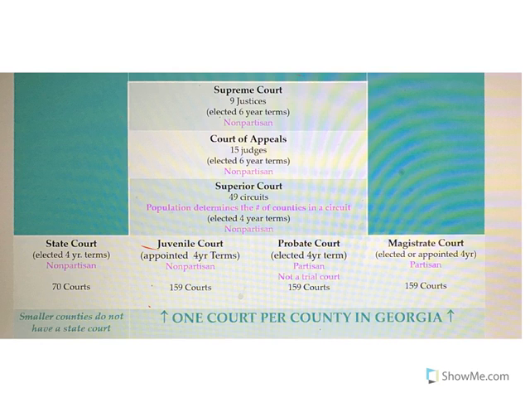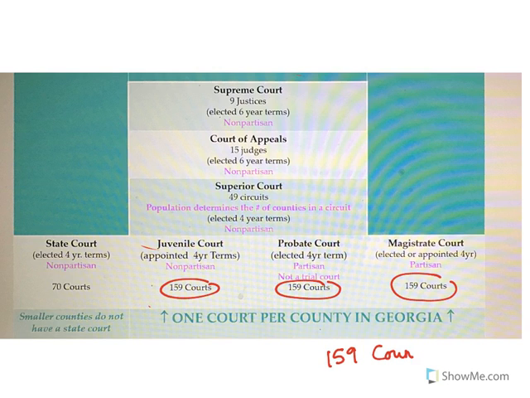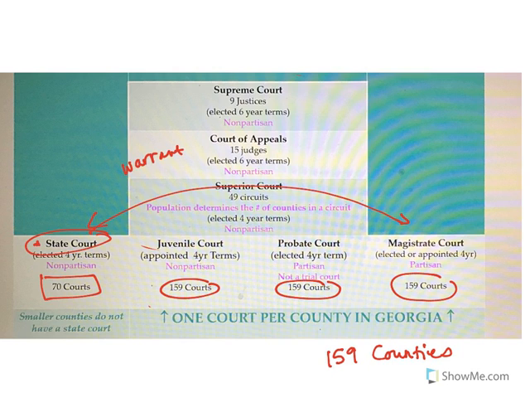Your last two courts are a little confusing because they have some similarities. If you look at the number, every single one of these courts has 159, because we have 159 counties in Georgia. However, state courts only 70. So there is not a state court for every county in Georgia, only for your larger counties. Both of these courts have some similarities. They both deal with issuing warrants, whether search or arrest warrants.